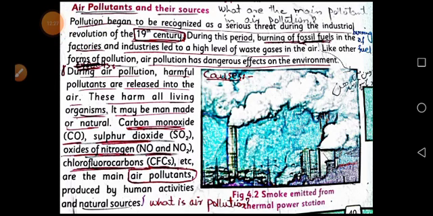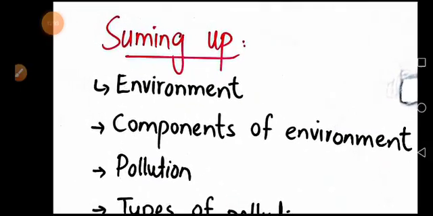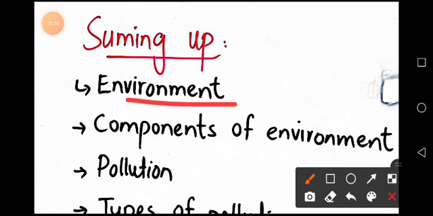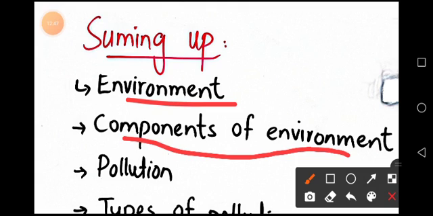So this is all about today's lecture. Now we will move towards the summing up. Students, first of all we discussed the environment. Environment is anything around us; anything which is present around us is known as our environment. Then we discussed the components of environment. There are two types of components in our environment or ecosystem: the first is biotic components and the second is abiotic components. Biotic components are the living components of our environment and abiotic are the non-living components.